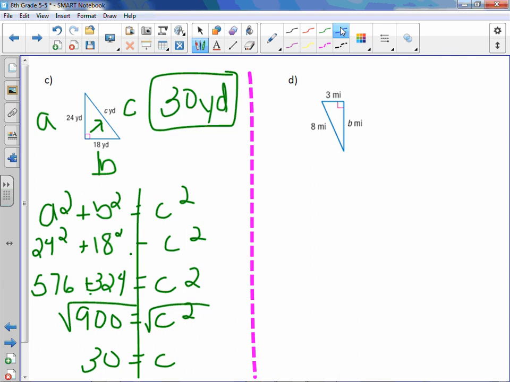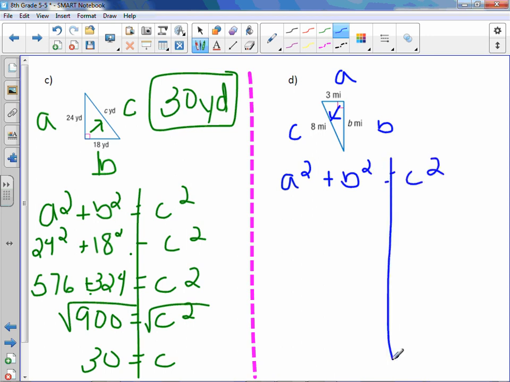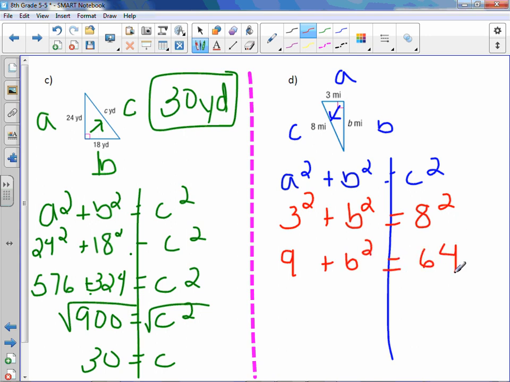Letter D. Across from the right angle is the hypotenuse, which is c. This is already labeled b. We'll keep it that way. And we'll label the other side a. A squared plus b squared equals c squared. Make sure you are writing the formula every single time. It's part of showing your work. A is 3, b I don't know, and c is 8. 3 squared is 9, plus b squared equals 8 squared is 64.